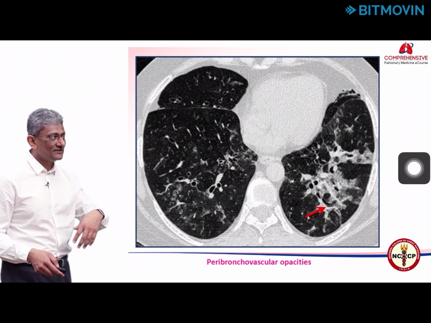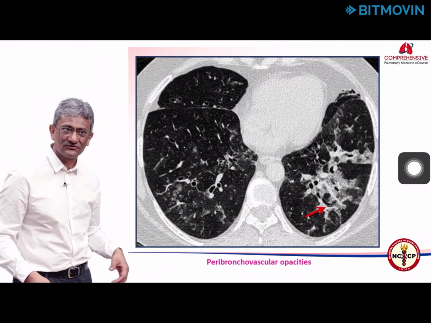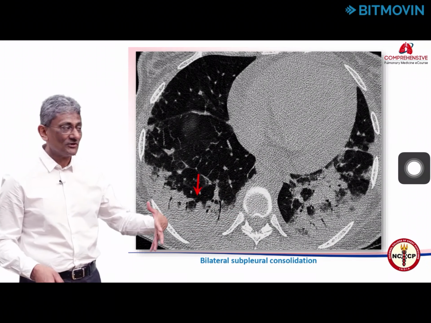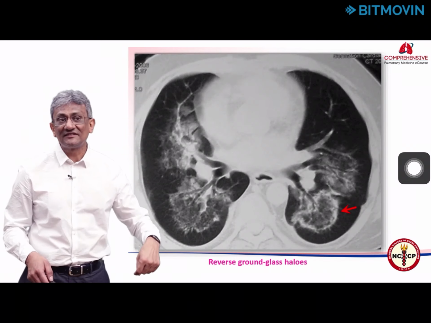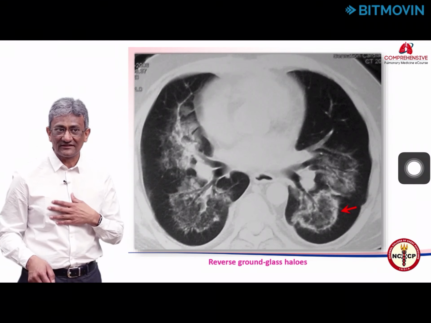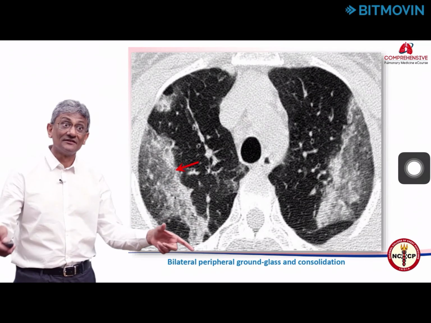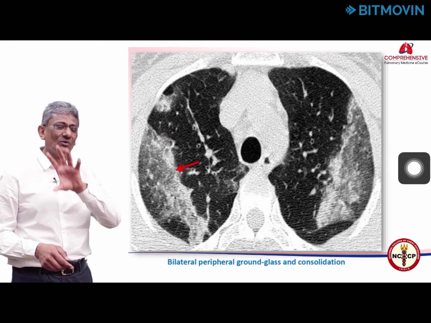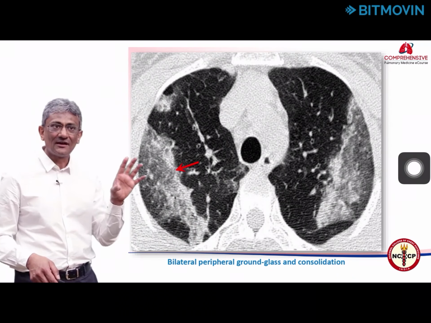Now, here we have a patient who has perivascular areas of consolidation and ground glass together. Here is another patient who has more consolidation with a lower lobe predominance, but with some ground glass at the periphery. Here is a patient with a reverse ground glass appearance where there is ground glass at the center and the arrow points to the consolidation at the periphery. And here we have bilateral peripheral lesions like a reverse bat's wings with ground glass in the center and consolidation at the periphery. All of these patterns are typical of an organizing pneumonia pattern.